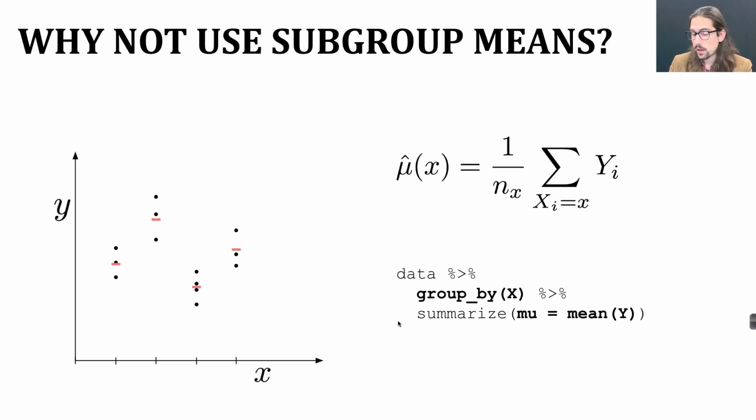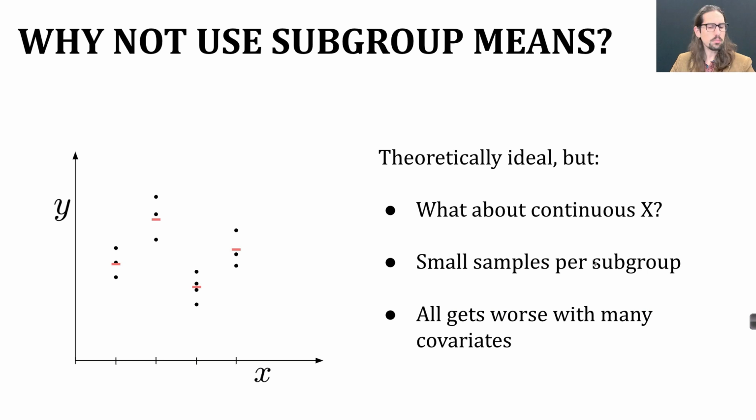Or if you prefer code, you take your data and you group by the value of x, and then you summarize, and you get mu is equal to mean of y. So this is the mean of y within each of those groups. Okay, so why not just do that? That's pretty straightforward. We don't really need anything more, right? And if you thought of that, that's actually a really great intuition and a really great way to do things that is, in some senses, theoretically ideal. But it has some major practical problems.